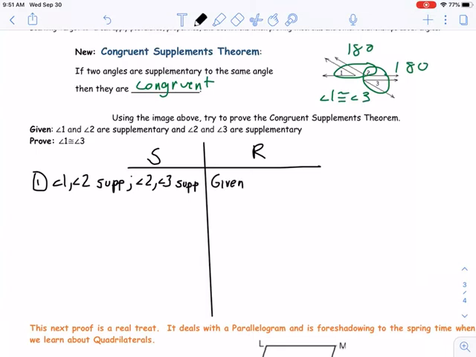Alright, now let's use the buzzword supplementary. What do we know about supplementary? We know that supplementary means that the measure of angle 1 plus the measure of angle 2 equals 180, and that the measure of angle 2 plus the measure of angle 3 equals 180. And that's the definition of supplementary. Alright.